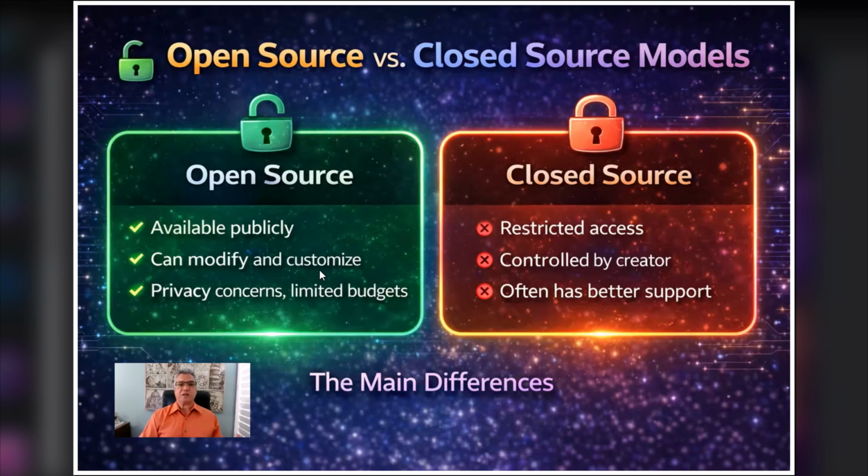Another thing we're going to touch base on today is the open source versus closed source model. Open source is available publicly, you can modify it easily, you can customize it easily, and it also has very good privacy and security. But when it comes to closed source, it is restricted, because closed source is controlled by the creator of the model itself. So it's very hard to control it.